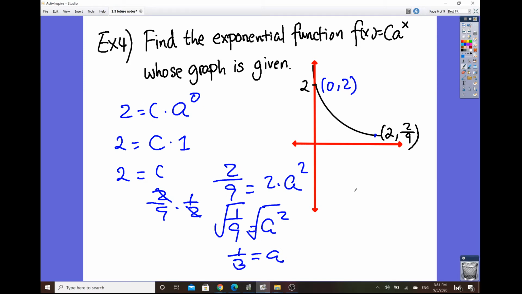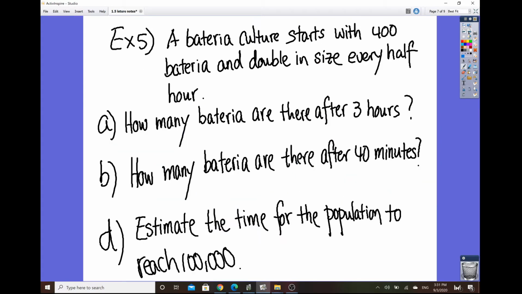So once you rewrite it, f of x equals 2 times 1/3 to the power of x. Again, the 2 is just the factor of the vertical stretch, and then the base is 1/3.